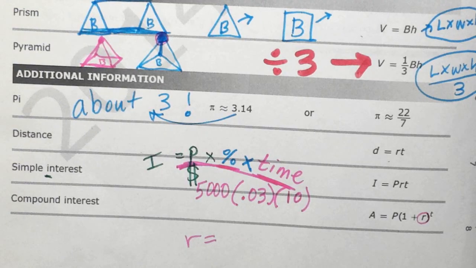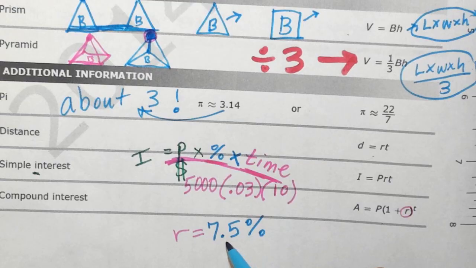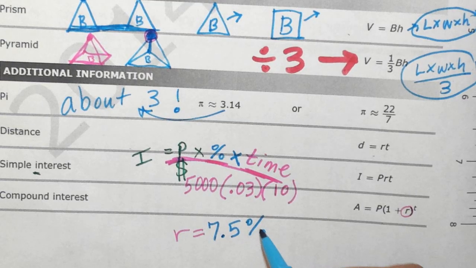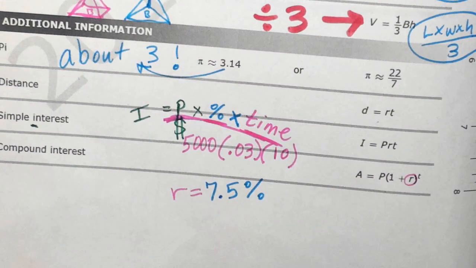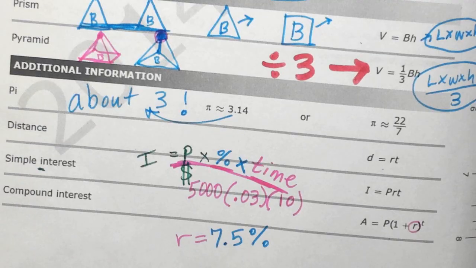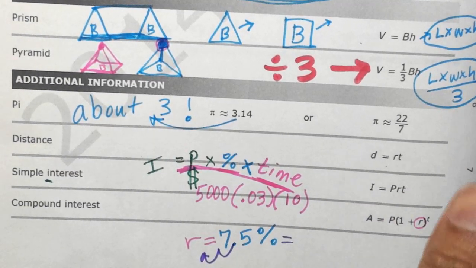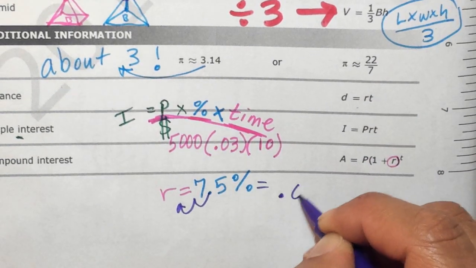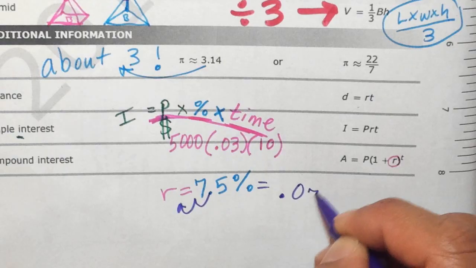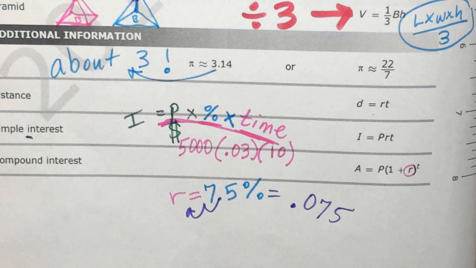So if the rate is 7.5%, okay, I see the decimal, but this is a percent. That means it's out of 100. In order to make it not be out of 100, I am going to move the decimal 2 times to the left. So my actual decimal equivalency of 7.5% is 0.075. Alright, that is this for reference materials.